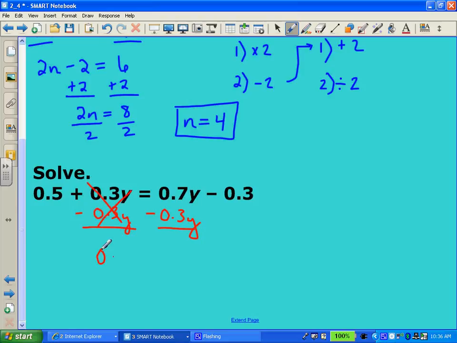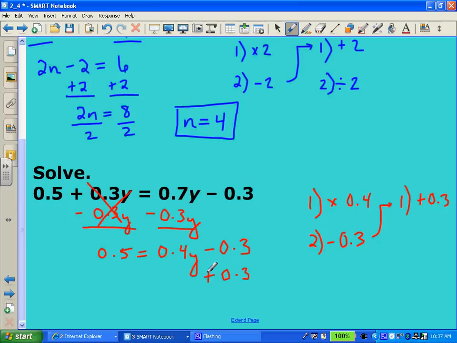Once again, this is going to cancel. So I have 0.5 left on this side. So then I get 0.4y minus 0.3. Now again, I ask the question, what's happening to my variable y? Well, it's being multiplied by 0.4, and then it's being subtracted by 0.3. So to solve this equation, I'm going to add 0.3.